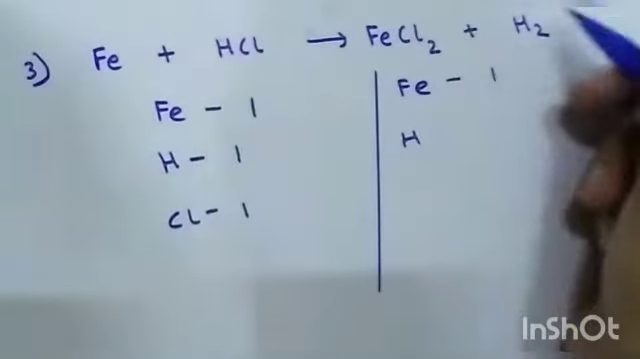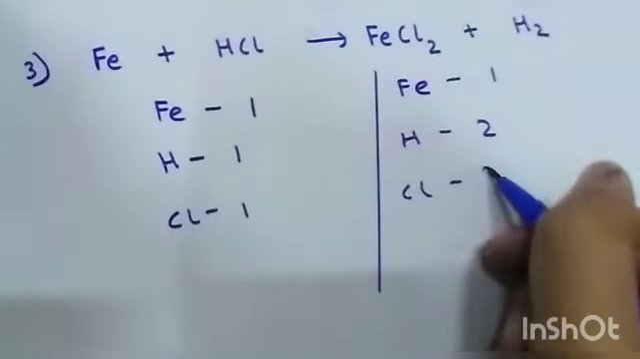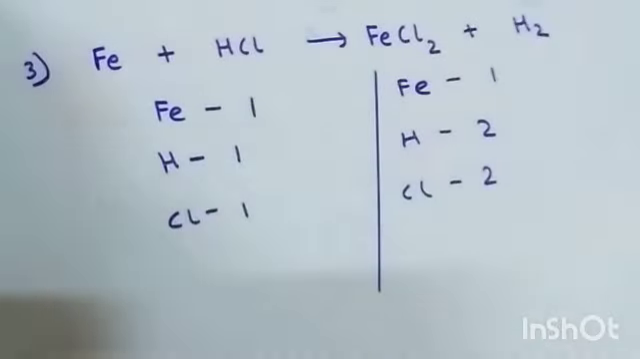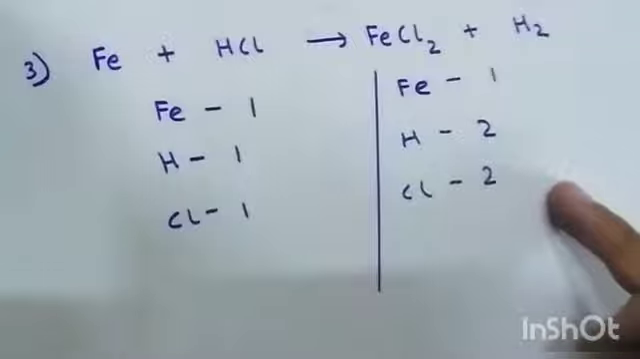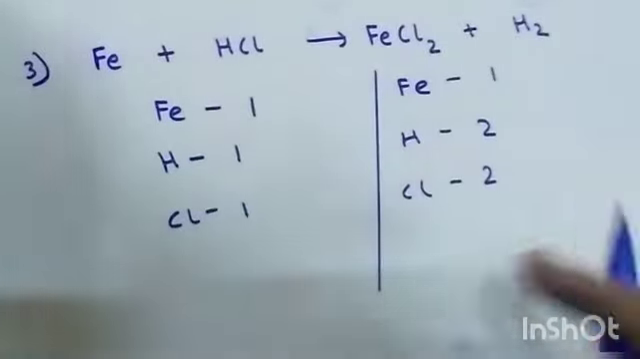H, how many? 2 atoms. And chlorine, how many? 2 atoms. So the second step was to count the atoms, and we have counted the atoms. This reaction is not balanced because the H and chlorine atoms are different.